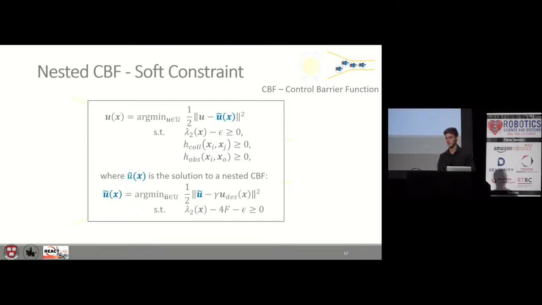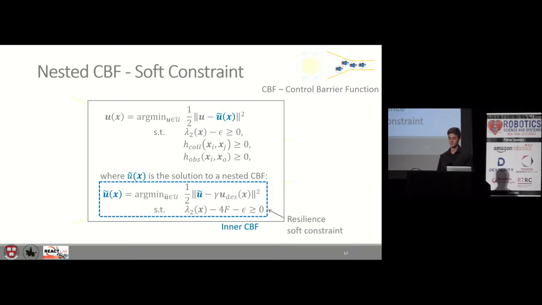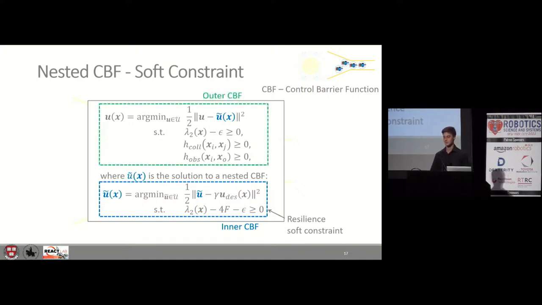We call this the nested CBF approach. The intuition here is there's an inner CBF that minimizes the difference between the robot's input and a desired input while satisfying the resilience constraint. Then the solution to this inner CBF is fed to an outer CBF, which minimizes the difference between this new input and a final input while satisfying the safety constraints. In this way, the safety constraints are guaranteed to be satisfied, and the resilience constraint will be satisfied as much as possible.